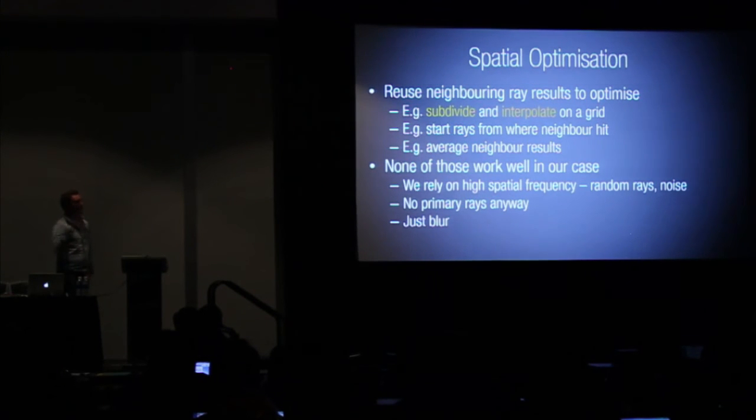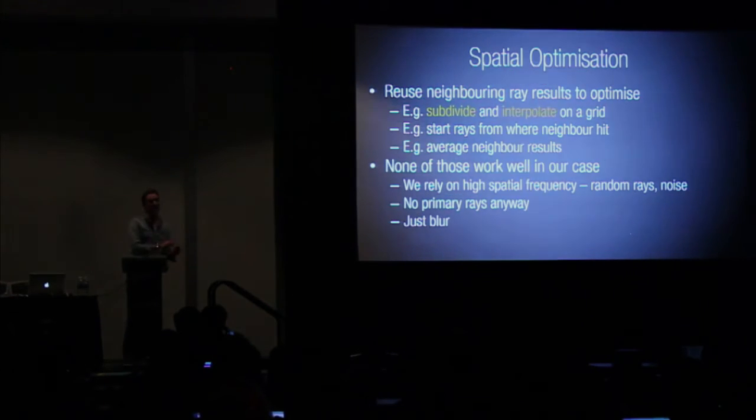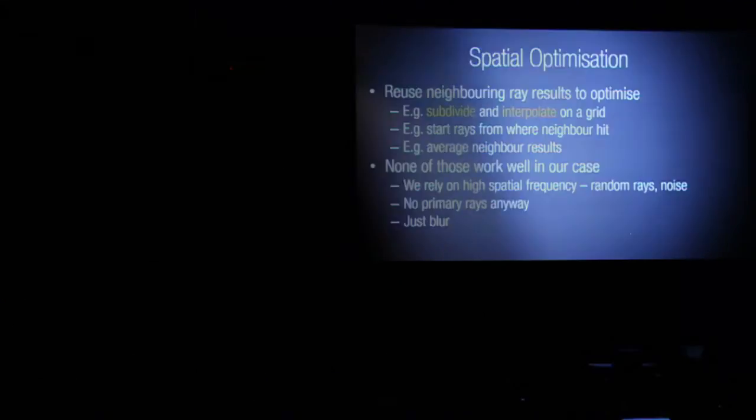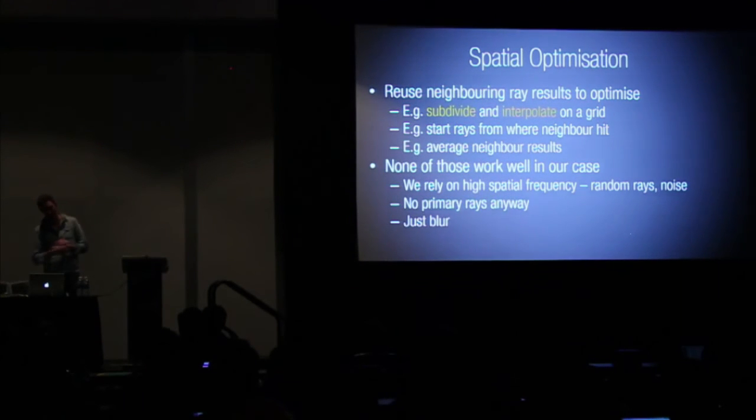So if I've got my screen, instead of tracing 16 rays for every pixel, why don't I subdivide and start tracing, say, loads of rays for every fourth pixel, something like that, and interpolate the results? Or why don't I start subdividing and starting the rays from where the neighbors hit, so I get a cheaper ray? Or why don't I just average out the neighbor's results, or do some sort of blurring or something like that? And all of those actually work for us because we're relying on spatial frequency anyway, high spatial frequency.